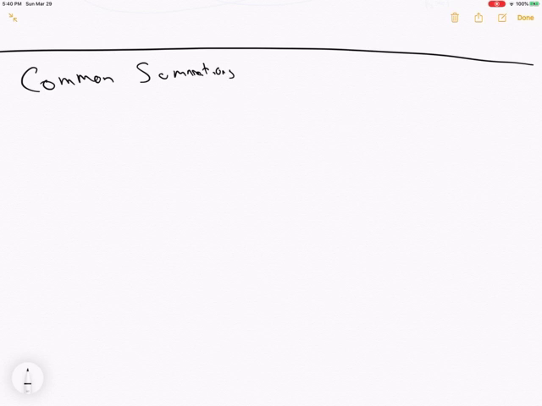So I'd like to just give you a couple of some common summations that you may encounter, and just some formulas for them. So here's a common one. Say summation k goes from 1 to n of k. So what does that look like?